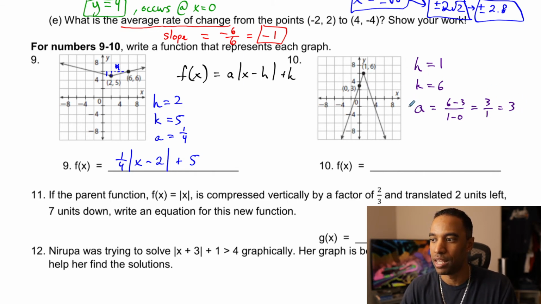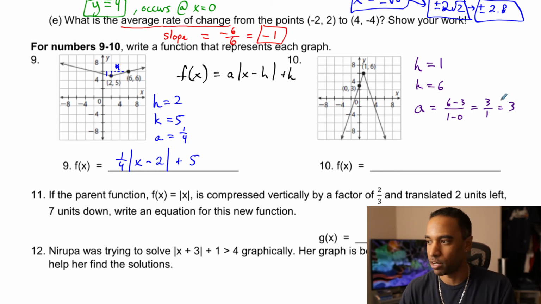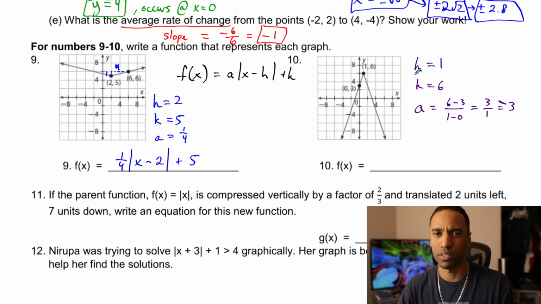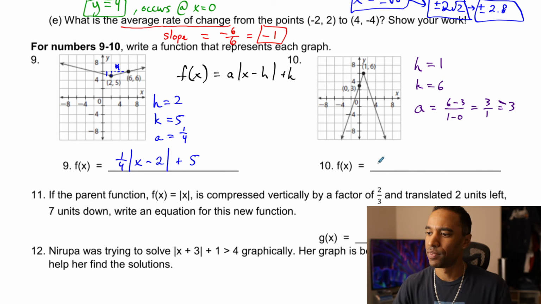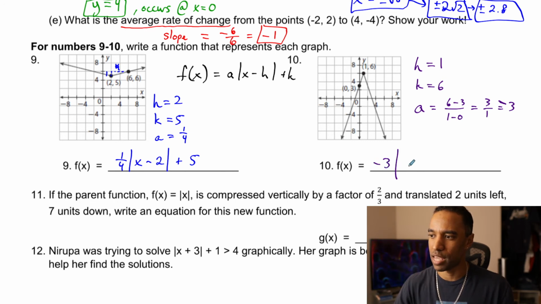Because it's upside down, you get a negative a value there. So I'm just going to put a negative 3. Hopefully you kind of get what I mean there. Upside down is negative. So f of x equals negative 3 times the absolute value of x minus 1, opposite, plus 6, same. There it is.